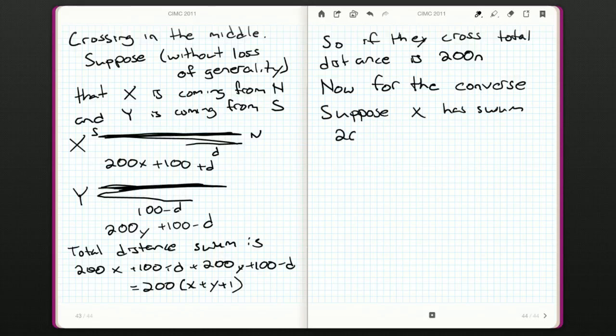So suppose X has swum, we'll say he's done X many full trips and then plus some distance D. And Y has swum 200Y minus D. So it hasn't quite got there yet. So in total, the distance swum adds up to a multiple of 200. Just any old multiple of 200. We can have X and Y and D be whatever we want. The point is, they have swum a total distance of 200. We need to show that they're crossing.